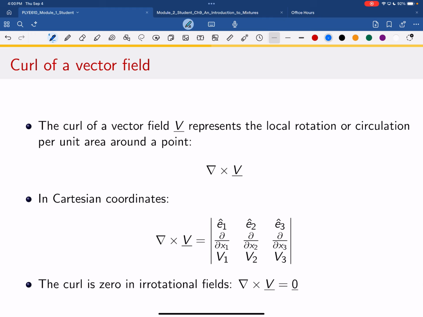The way that we calculate the curl is a cross product between the del operator and the vector v. In the Cartesian coordinate system it's pretty straightforward, and we mainly are focusing on this. You can write it in terms of the determinant. The first row is the basis directions E1, E2, E3. The second row is d/dx1, d/dx2, d/dx3. The third row is the components of your vector, v1, v2, v3. If the curl is positive or negative, there is a local rotation happening, either counterclockwise or clockwise. If it is 0, there is no rotation, so you have an irrotational field. Some of the deformations you apply to materials are irrotational.